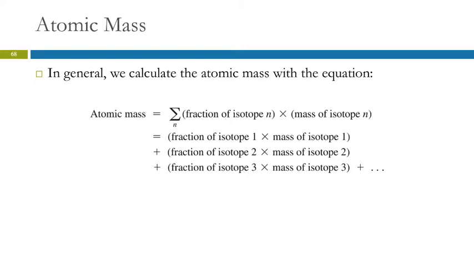So in fancy math notation, which is often confusing, it's the sum of the fraction of isotope N times the mass of isotope N for however many isotopes there are.